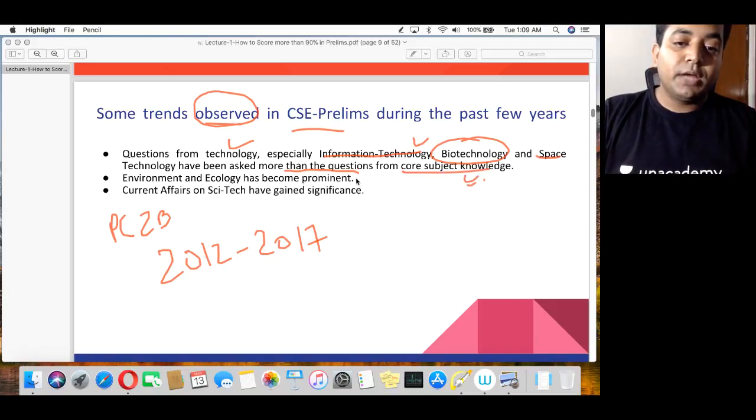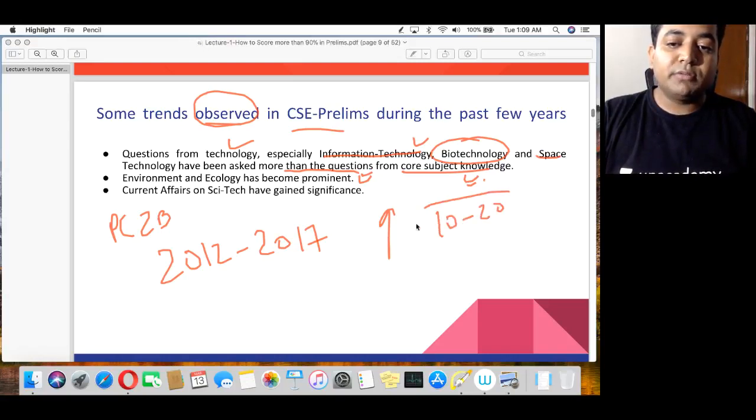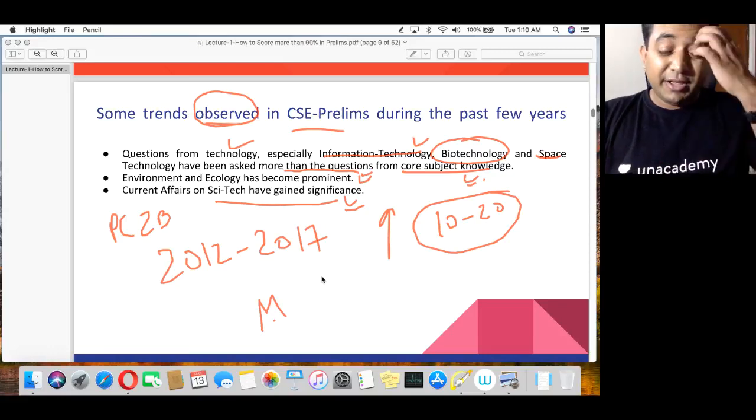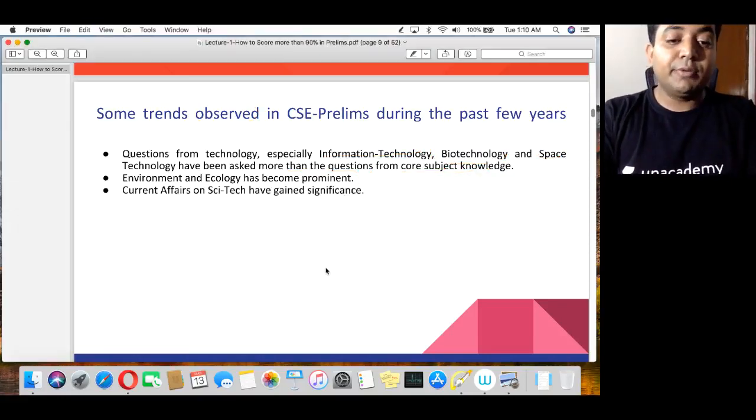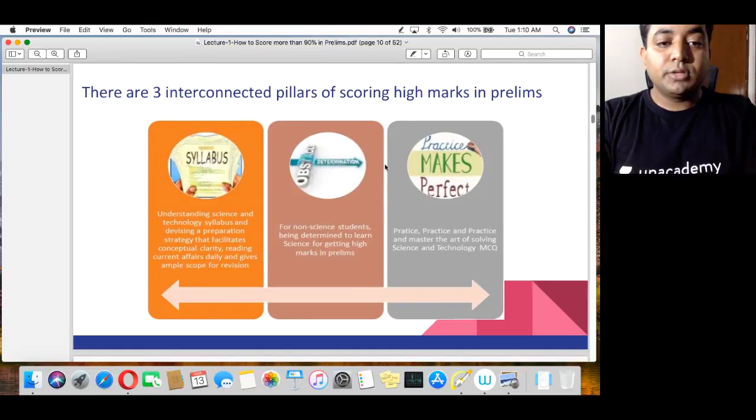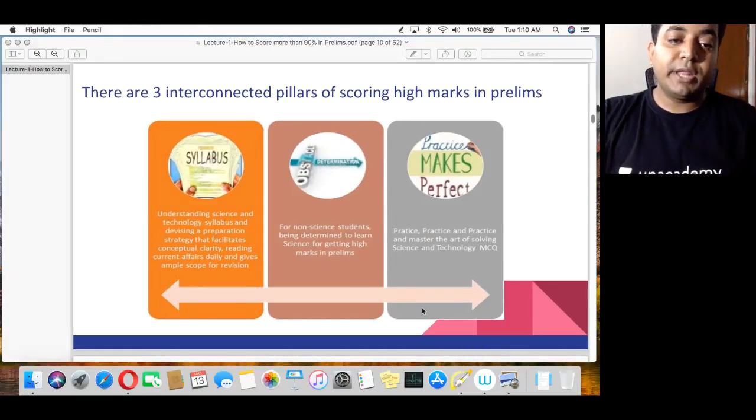Okay, environment and ecology has been growing consistently, and every year anywhere between 10 to 20 questions are asked from environment and ecology. Current affairs on science and technology have also gained significance, from monarch butterfly till orange banana. Everything is asked under the sun. Okay, everything UPSC asks under the sun. So these are the 3 interconnected pillars. If you follow these pillars, then you will be able to score very high marks.